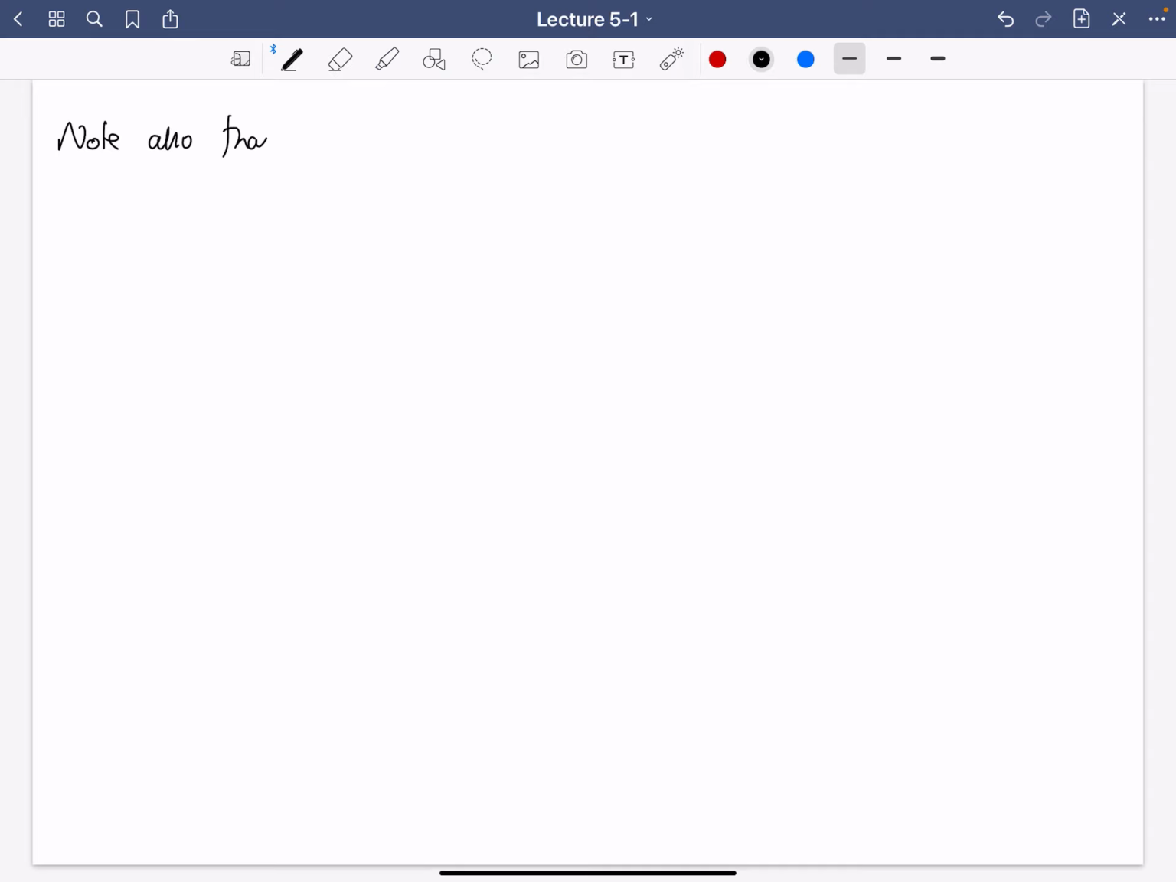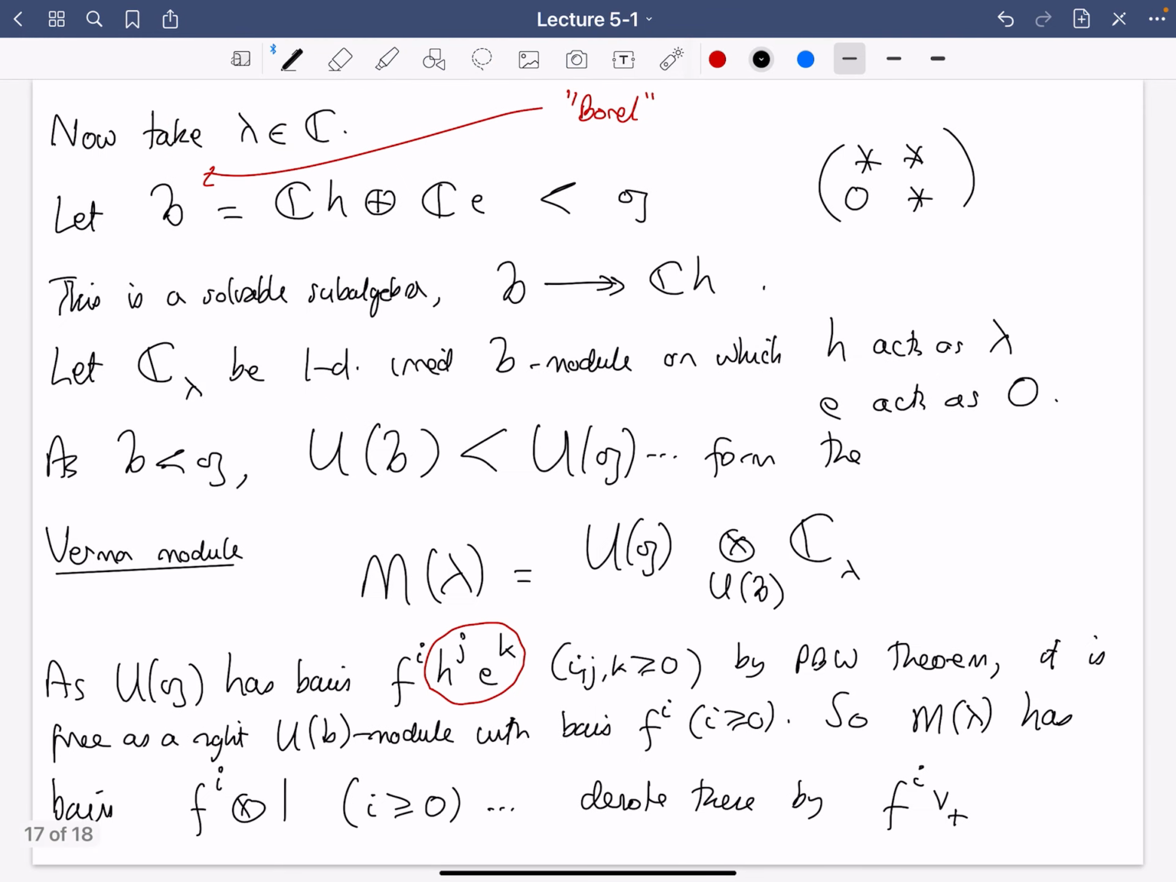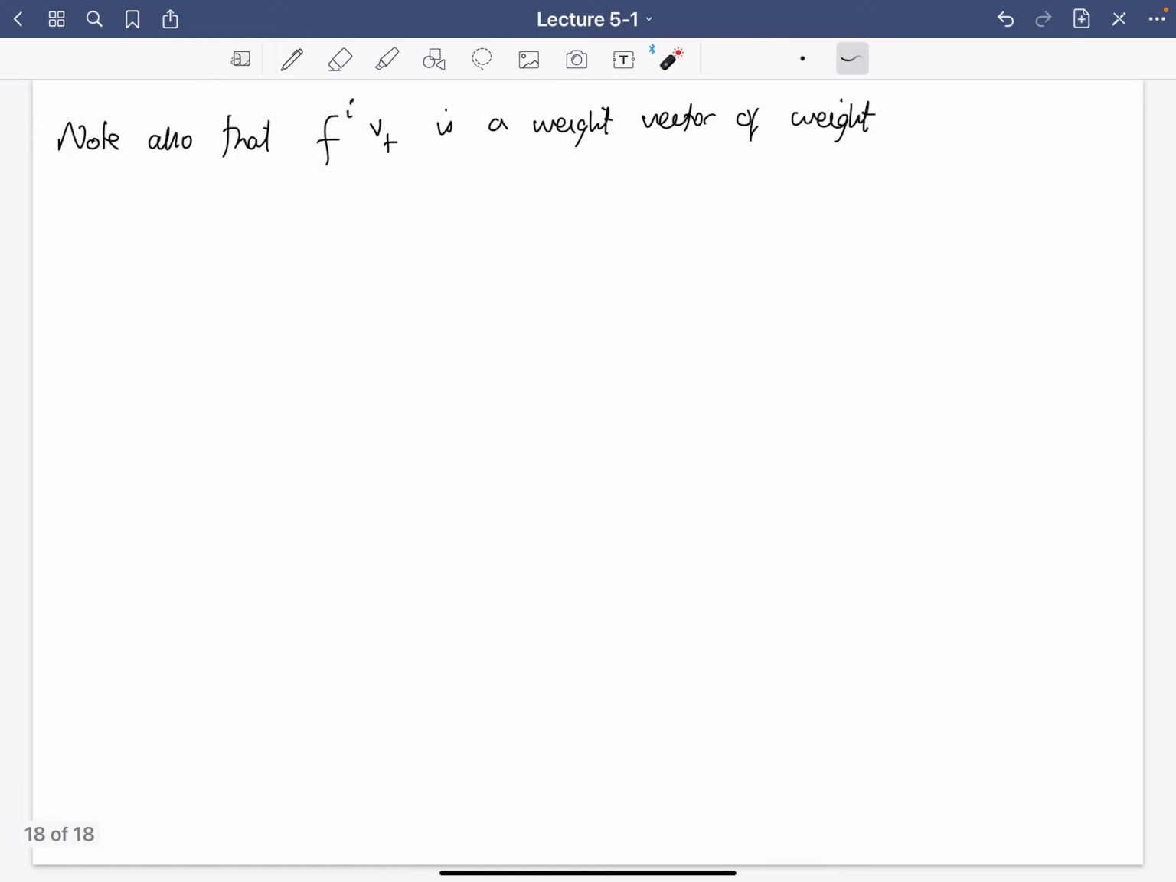Note also that f to the i v plus is a weight vector. So what's its weight? Well, v plus would be just 1 tensor 1 here, right? And the way h acts is the same way that it acts on C lambda, and on C lambda it acts as lambda. So the vector v plus itself, f to the 0 v plus, is of weight lambda. And then remember, each time you apply f, you subtract 2 from the weight. So this has weight lambda minus 2i.